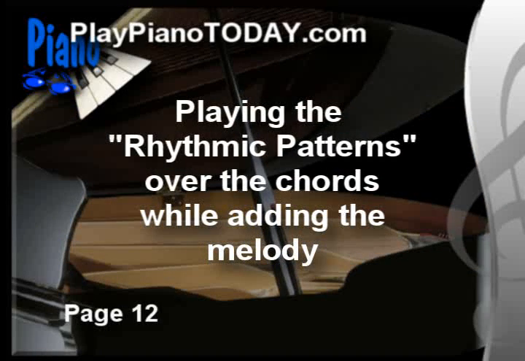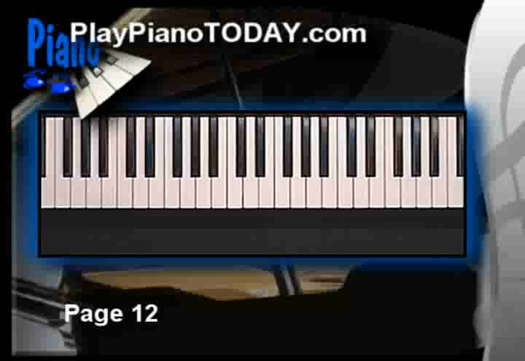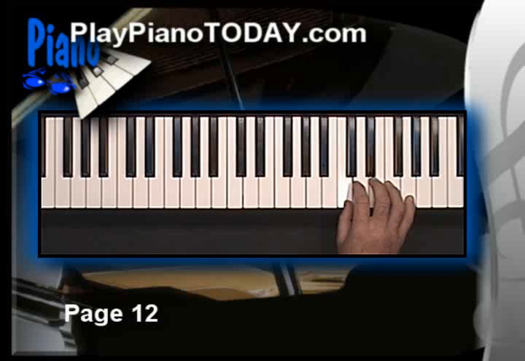Okay, now I've introduced you to the concept of rhythmic patterns. Let's go through the whole song again, playing the rhythmic patterns just like we did, but now we're going to sing the melody over the top. This is where things really get fun. Okay, the first melody note is C. The melody sounds like this.